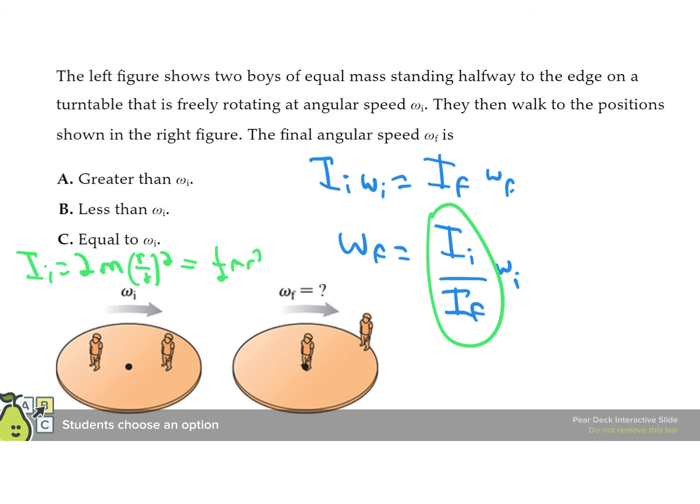In the second case, IF, the one at the center contributes nothing, but the one on the end is at a radius r, and it's squared, so that's mr squared. We can see that IF is larger than II, so this ratio is less than 1, and therefore omega final is less than omega initial.